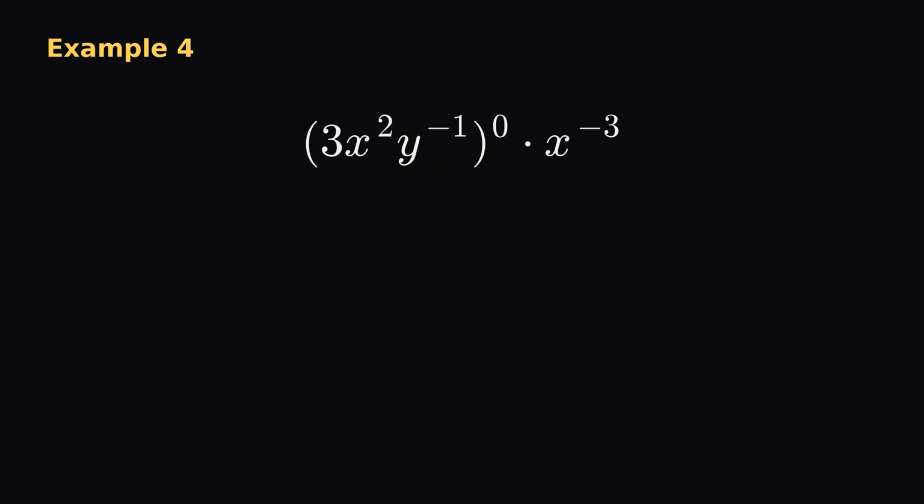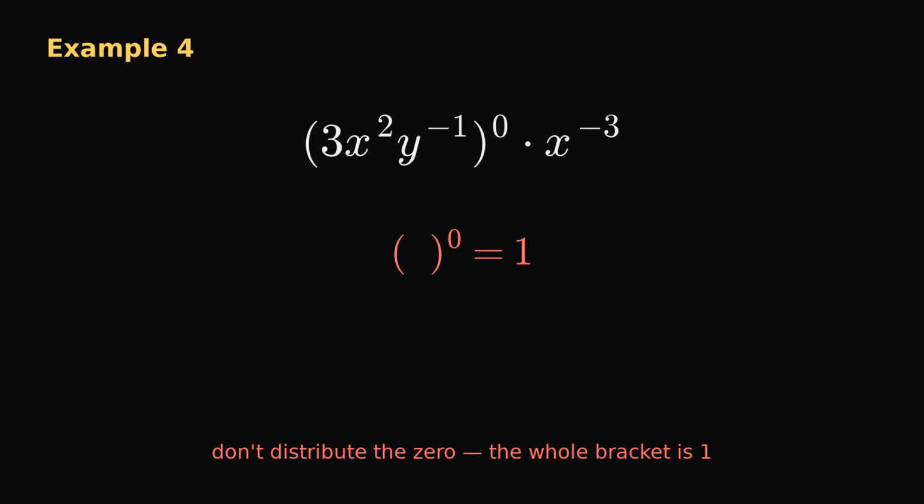Number 4. Simplify the quantity 3x squared y to the negative 1 raised to the 0 power times x to the negative third. Now be careful here. Don't distribute the 0. The entire bracket is raised to the 0 power. So the whole thing is just 1, no matter what's inside. That leaves 1 times x to the negative third, which is x to the negative third. And a negative exponent means a reciprocal, so the final answer is 1 over x cubed.